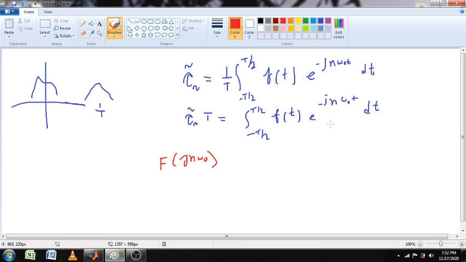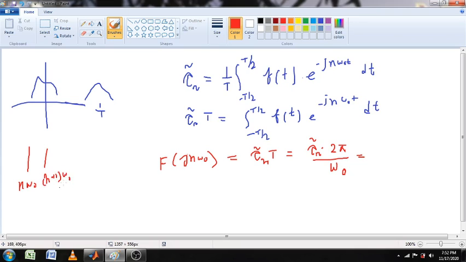So what we are going to be left with is a function of n omega naught. This F(j n omega naught), I call it Cn ripple multiplied by T, or can I write T as 2 pi by omega naught? Because we know that the time period is nothing but 2 pi by omega naught. Now in the last screen, we saw that for a periodic signal, if one harmonic is placed at n omega naught, then the next one will obviously be placed at (n plus 1) omega naught, right?